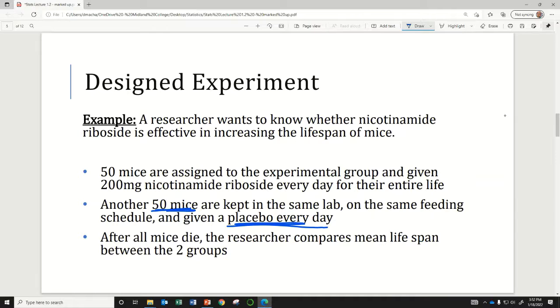In the control group, you have another 50 mice that don't receive the drug. Maybe they receive a capsule with the same filler that's used in the nicotinamide riboside capsule, but they're not actually given the drug you're trying to study. After all the mice die, you compare the lifespan between the two groups. If the nicotinamide riboside is effective, you should see that the experimental group has a greater average lifespan than the control group, or the placebo group.